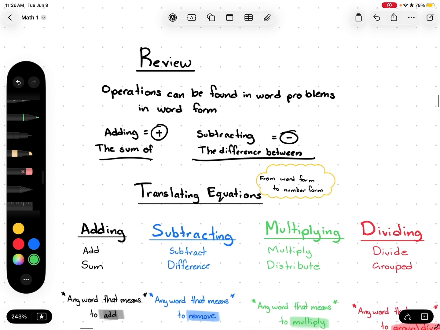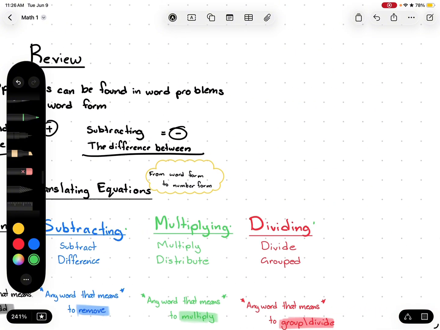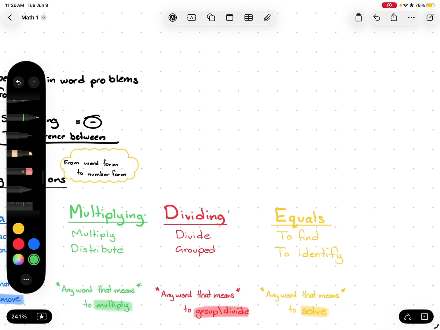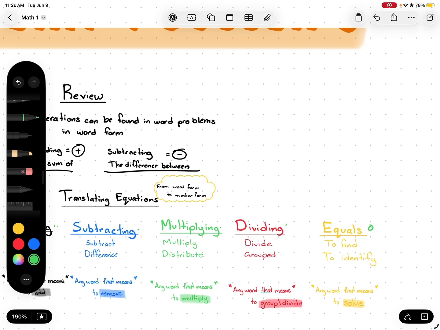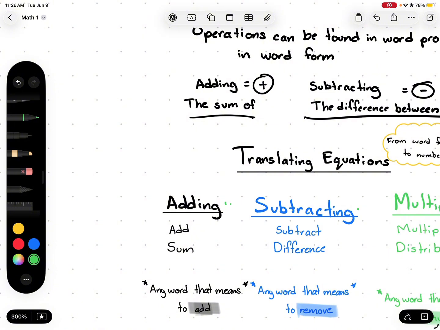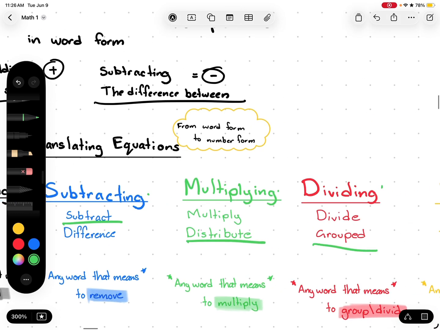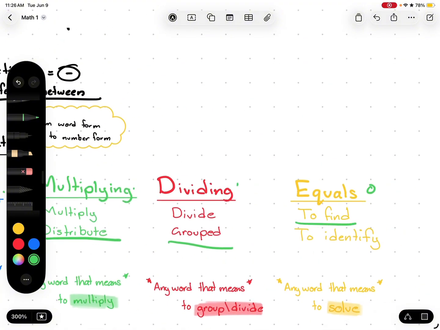So the 5 operations that we usually find in these types of equations are adding, subtracting, multiplying, dividing, and then something that we're not really used to, but equals. And these are all words that you can find in word problems. These are just examples. For example, if you find the word add, that means addition. If you find the word subtract, it means subtraction. If you find the word distribute, that means multiply. If you find the word group, that means divide. If you find or identify, that's equals.